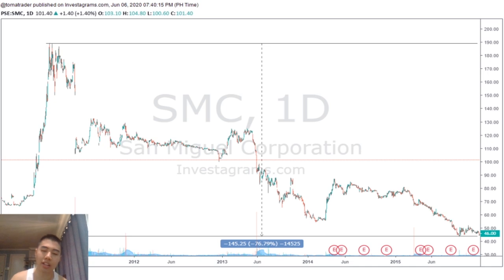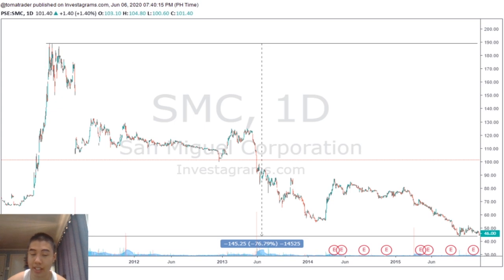San Miguel, again, another big company in the Philippines. Again, for the sake of argument, you began investing in 2011 sa tuktok, kinawa ka mo all the way down. From 2011 to 2016, about 7 years, you're down 76%. Can you really wait? So, 7 years down ka na. 7 years down. Right?